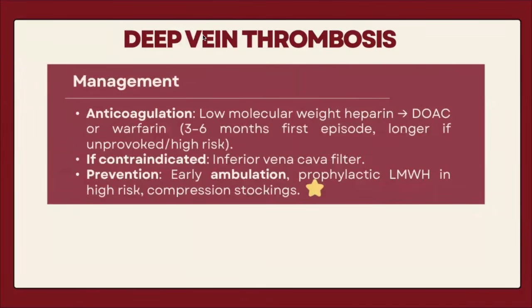Okay, moving on to the management of DVT. We'll cover this and then we'll go into pulmonary embolism. What you usually do is you want to start them on low molecular weight heparin. Then you want to do a direct oral anticoagulant, or you can give them warfarin. Now, the DOACs are the ones that are not vitamin K dependent, if I'm getting that right.